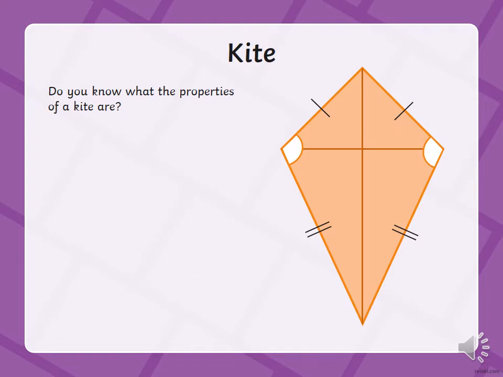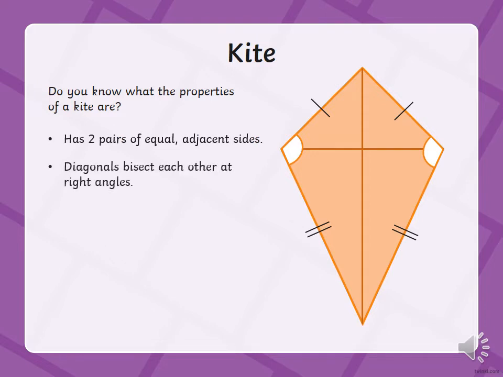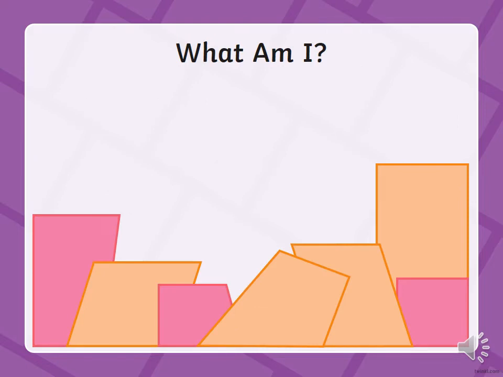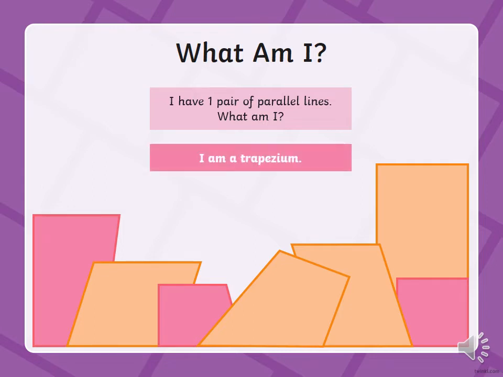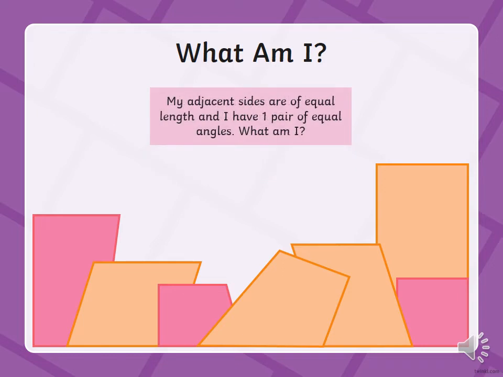Kite. What am I? All of my sides are equal and I have two acute angles. What am I? I'm a kite.